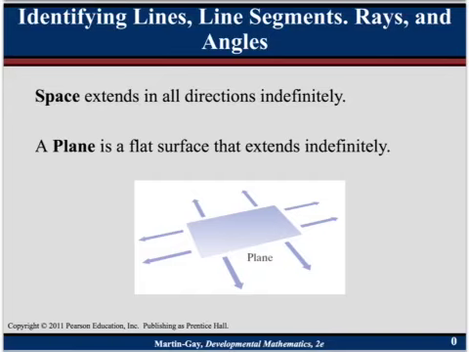They talk about space, and then they talk about plane. And they make a point to say that the plane is a flat surface that extends indefinitely, meaning that it slices through space. It's not necessarily a 3D object, but almost like a piece of paper that extends in all directions.